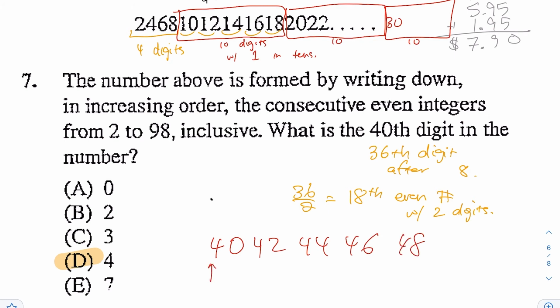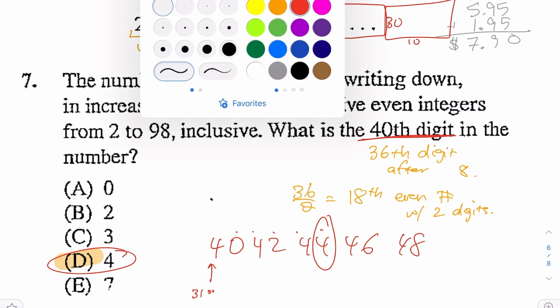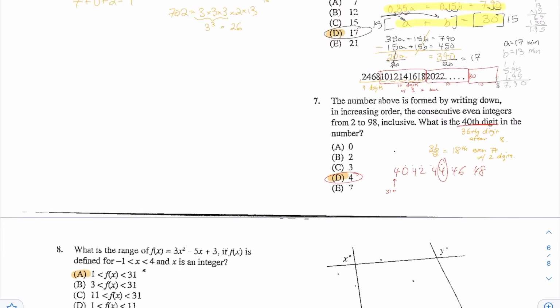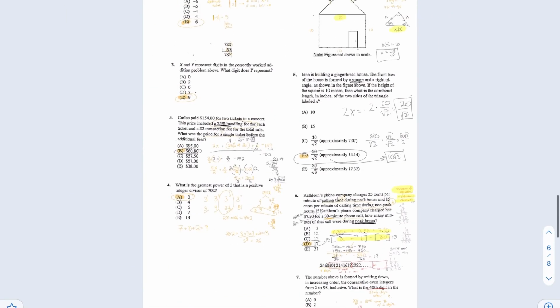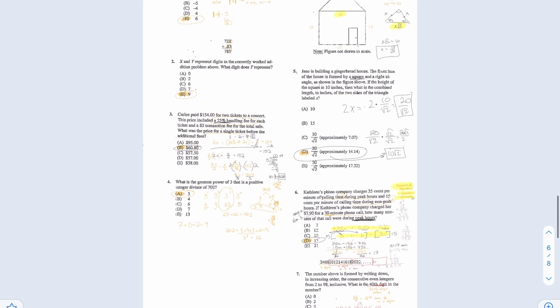So this 4 in the 40s will be the 31st, then 32, 33, 34, 35, and the 36 will actually be choice D, A4. So the 36th digit after the 8 is the 40th digit overall. So you just look for a pattern here, and then you just break it up into smaller patterns. All right, and here is the summary for this page.